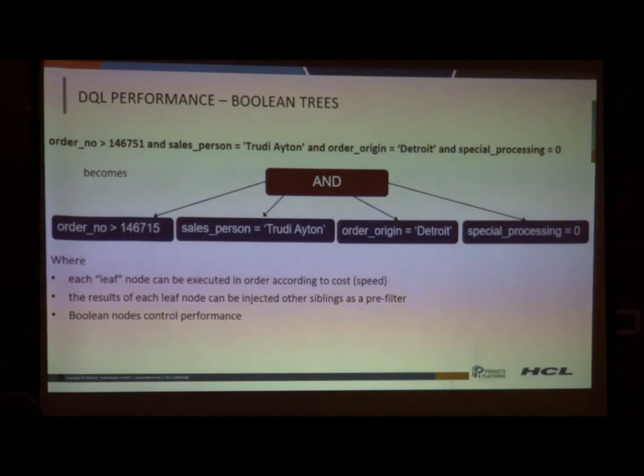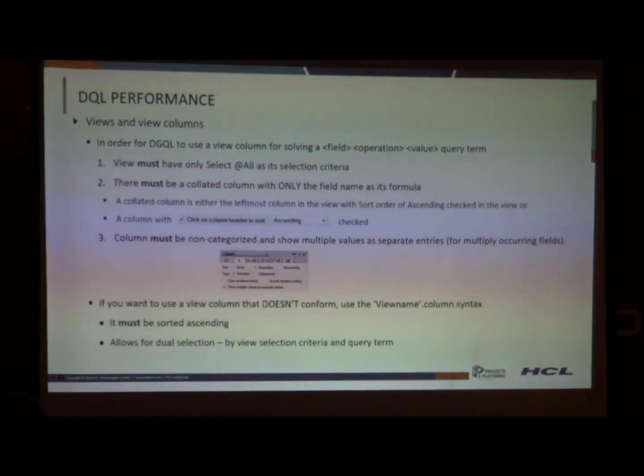Okay? How do you qualify? This is the small print. How do you qualify a DQL view column for solving a field operation via query term? Well, the view must have select all. Without that, you already have a set of criteria, and you can't AND that with something else. It must be a select all view. It must have a collated column. Either it's the leftmost in the view and sorted ascending, or it has click-by-column-header sorting. When you bring the view up, it has a little caret for sorting. Those are the columns you can use.